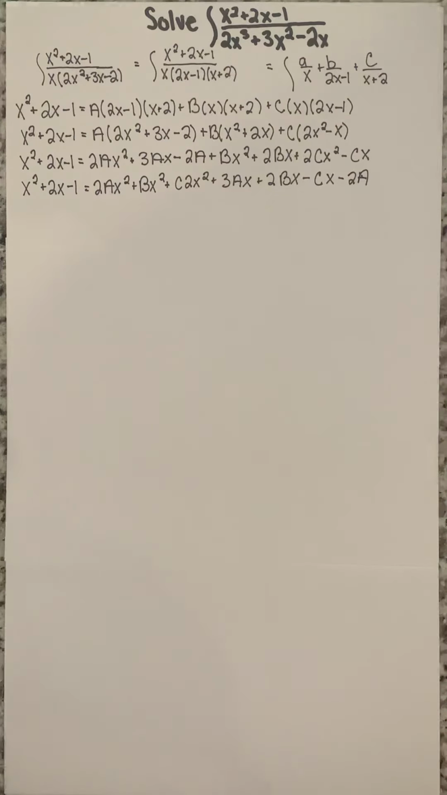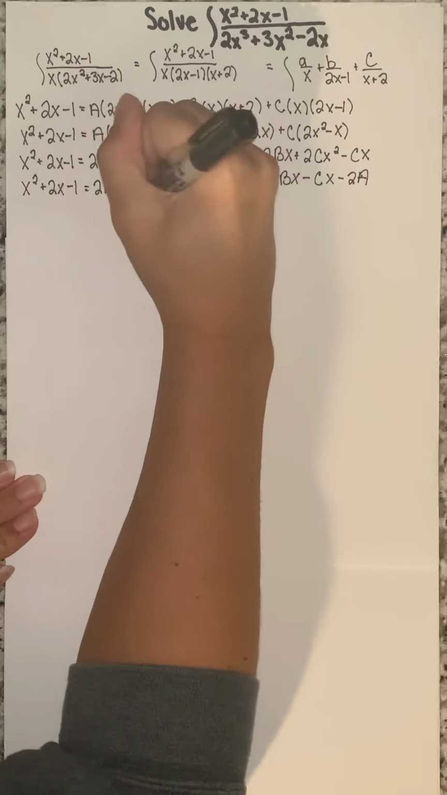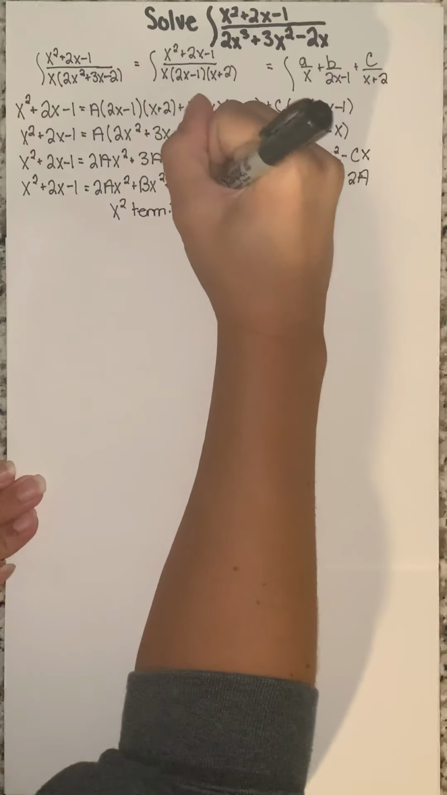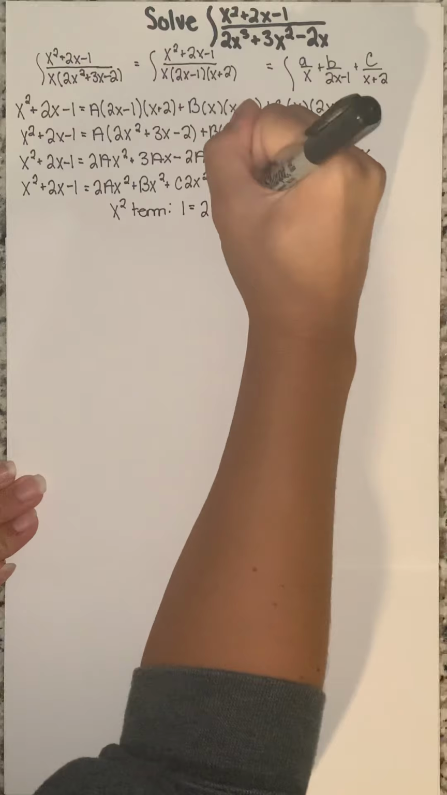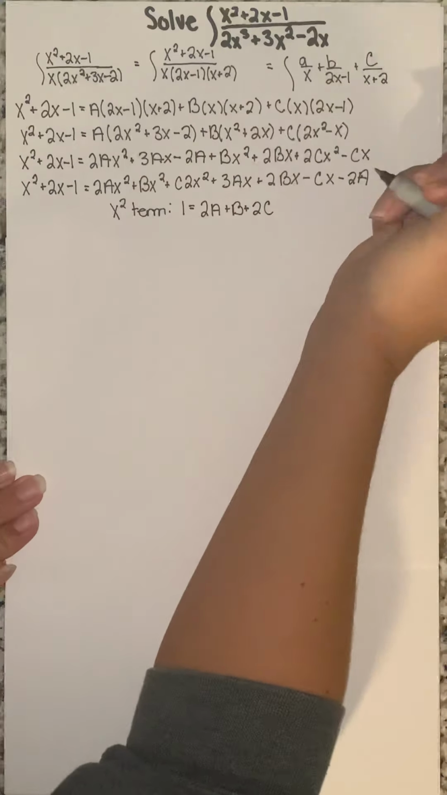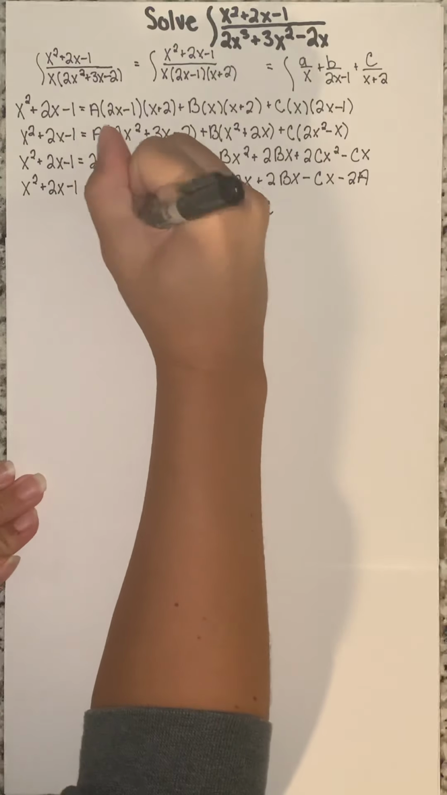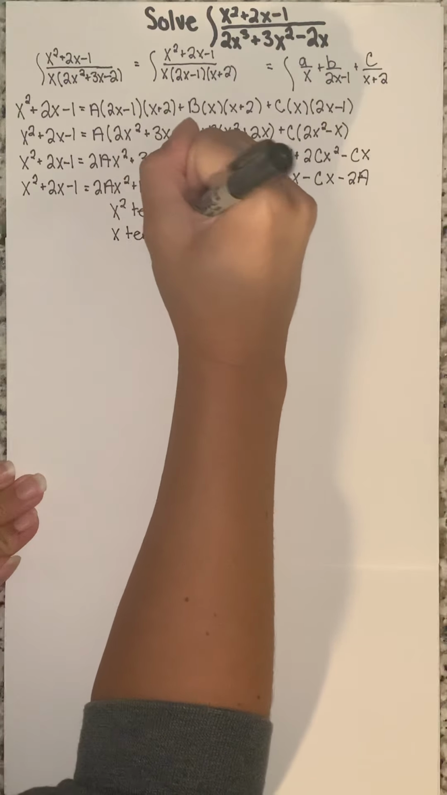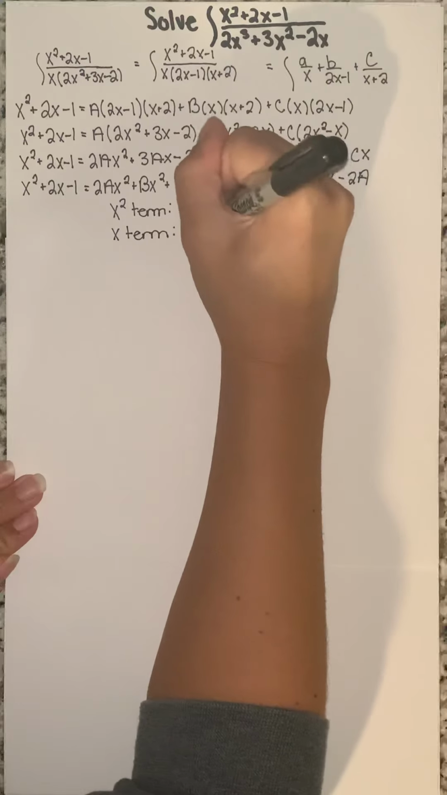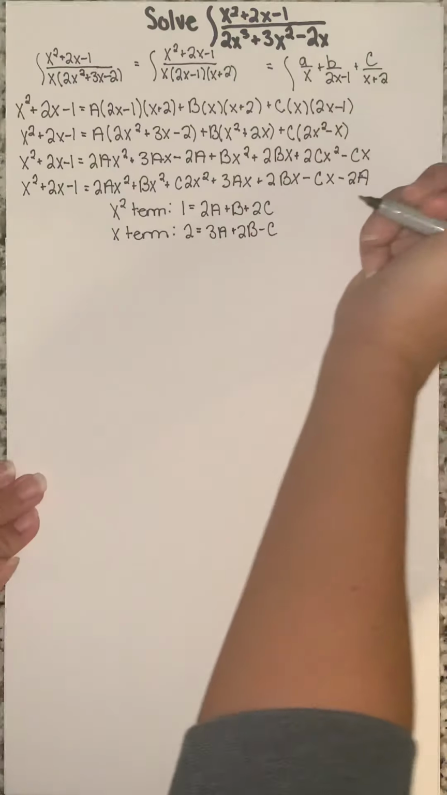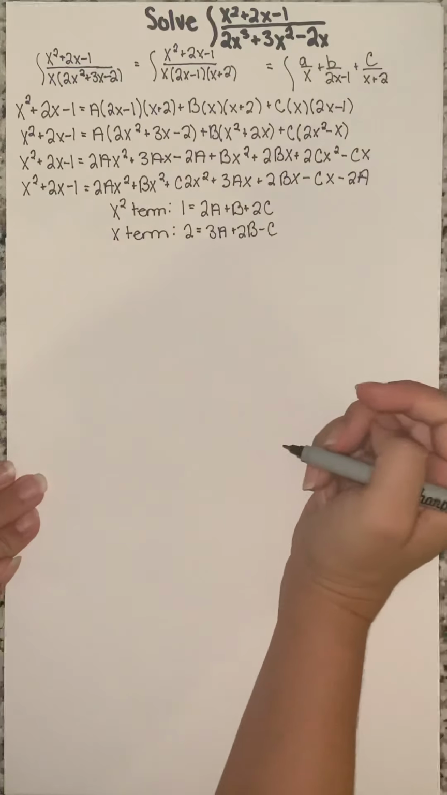Because the left side equals the right side, all coefficients must be equal, so we can set up systems of equations. For our x squared term, we will get that 1 equals 2a plus b plus 2c. The 1 comes from the 1 in front of the x squared. For our x term, we will get that 2 equals 3a plus 2b minus c. The 2, again, comes from the 2 in front of the x.